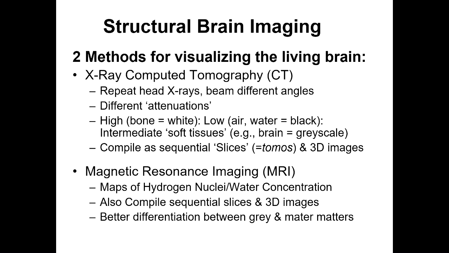The MRI also uses computerized systems to compile sequential slices of the head and also to form 3D images. But the real advantage of MRI over CT scanning is that MRI produces much better differentiation for softer tissues. In fact, you can even see differences between the grey and the white matter in people's brains. So this is a technique which is more useful for looking at rather more subtle pathologies of the brain.